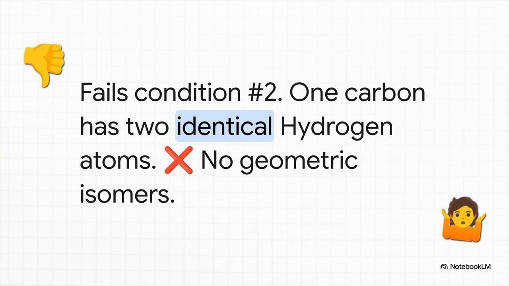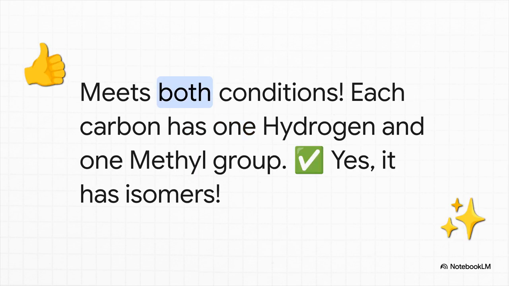Okay, let's take a look at a molecule called propene. It's got a double bond, so rule 1 is a check. But if you look at one of the carbons in that bond, you see it's attached to 2 hydrogen atoms. They're identical. That fails rule number 2. So, sorry propene, no 3D twin for you. Now let's try butene. It's got a double bond, so check. And what about the carbons in that bond? Well, each one is attached to 2 different things, 1 hydrogen atom and 1 methyl group. It passes both rules. So yes, butene does have a geometric isomer. It's got a 3D twin out there.